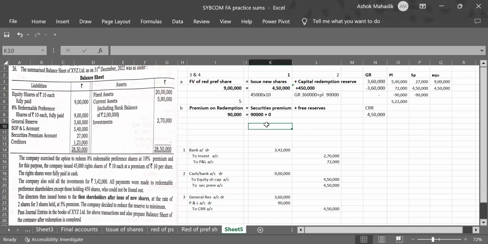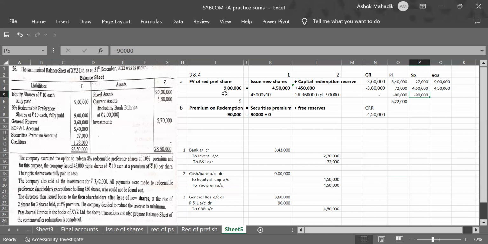Then the second equation, that is writing off premium on redemption. Premium on redemption means 90,000. We can use security premium or free reserves. In security premium, we can see the opening balance was given as 27,000. Then we made right shares, a right issue in which we collected 10 rupees per share as security premium. So 45,000 into 10, additional 4,50,000 premium we collected. So we have sufficient balance in the security premium account which can be used to write off premium on redemption. So we have used security premium 90,000. Clear till now?